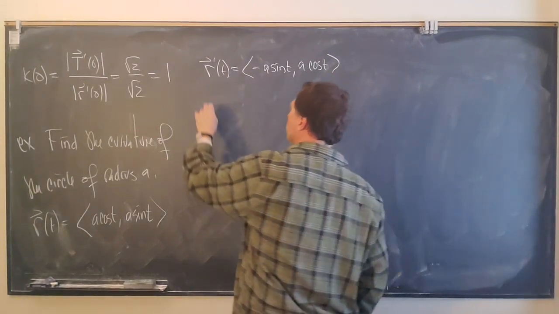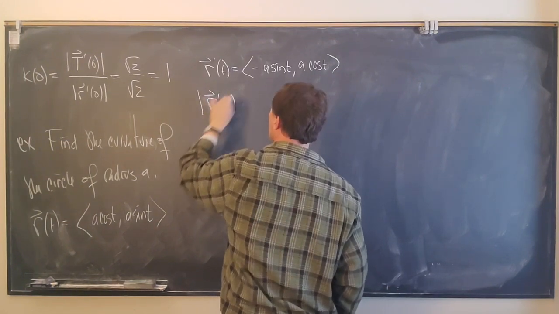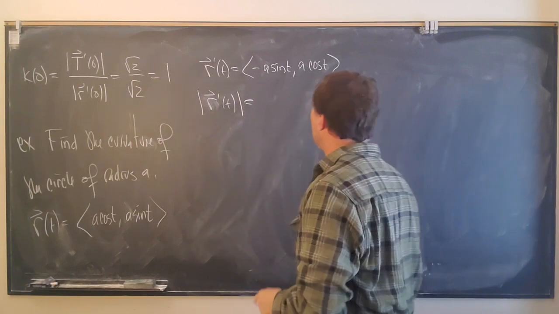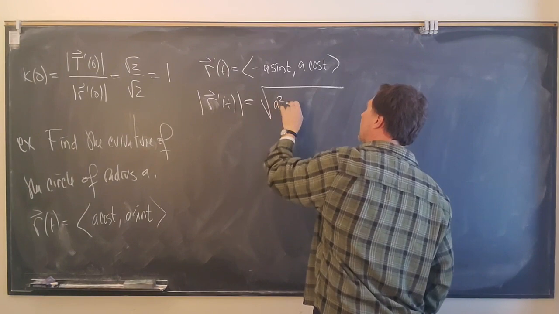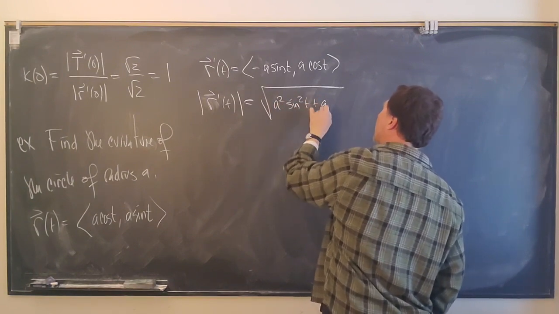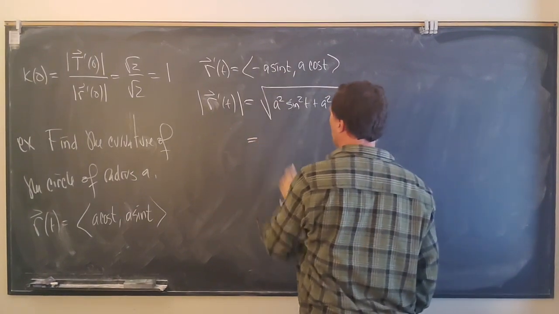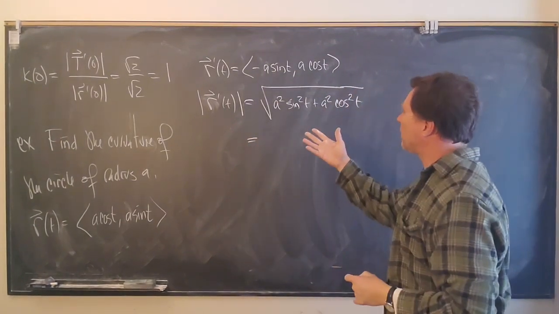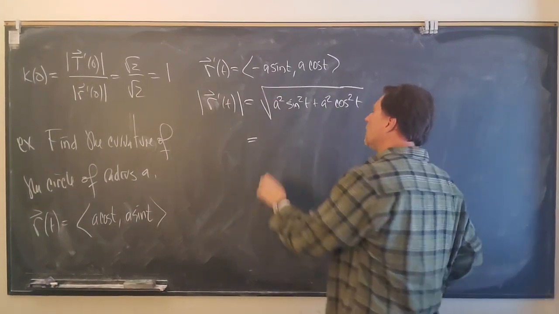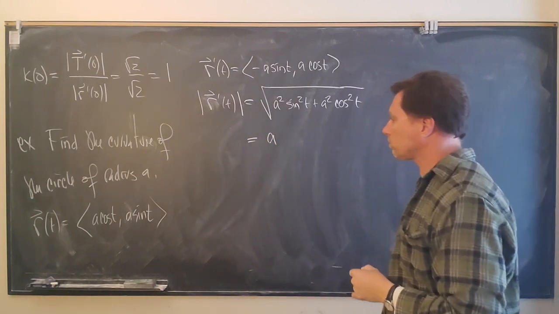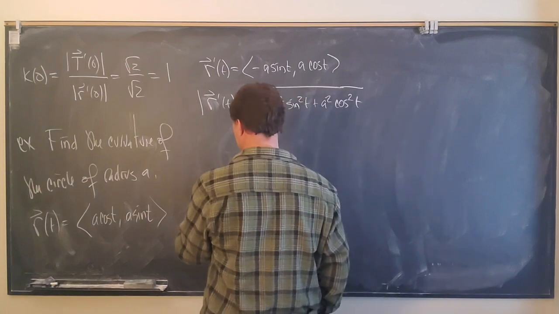The magnitude of r prime, that's going to equal the square root of a squared sine squared t plus a squared cosine squared t. If you factor an a squared out of each piece, then you'll have sine squared plus cosine squared, which is 1. So we'll have a squared under the square root. So that's equal to a.